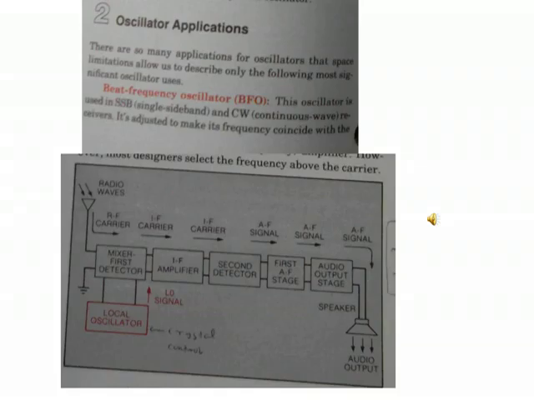that we use the B frequency oscillator. So this frequency oscillator is utilized for the SSB, the single sideband circuit, and the CW continuous wave circuit.